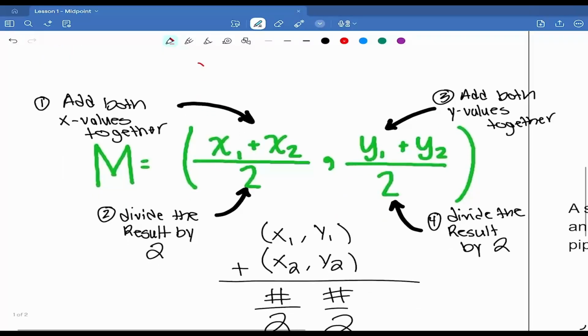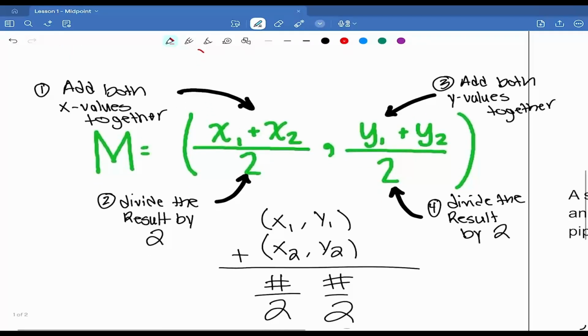So let's break this formula down. When we look at the formula, the first thing we're going to do is get the ordered pairs, and we're going to take the x values. We're going to add both the x values together, and once we add them together, we're going to divide it by 2. And then we're going to look at the y values. We're going to add both those y values together, and we're going to divide that by 2. And once we get the results for both of those, we're going to put them back together in an ordered pair, and that will give us our midpoint.